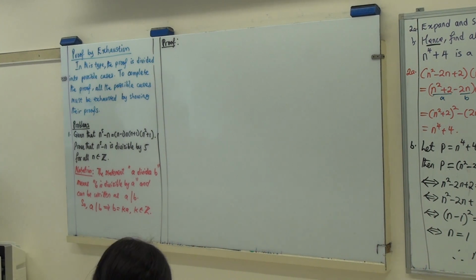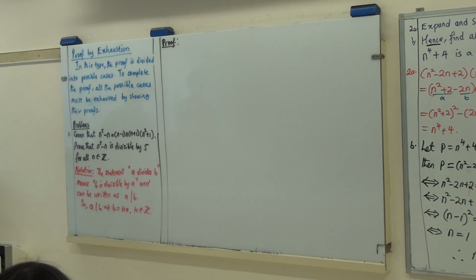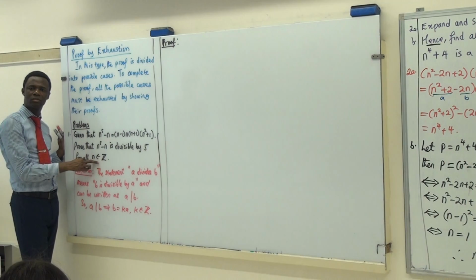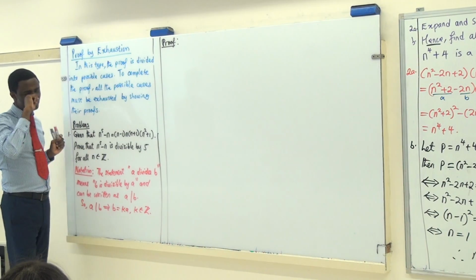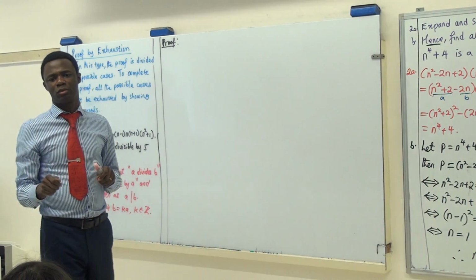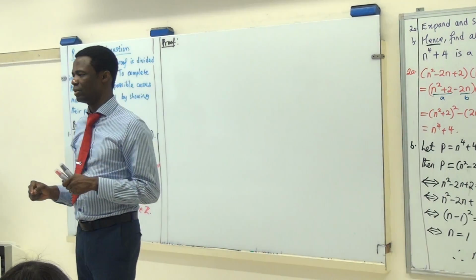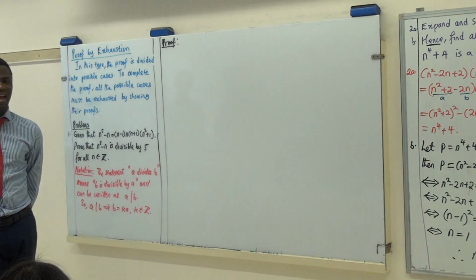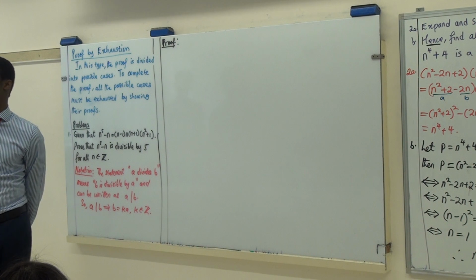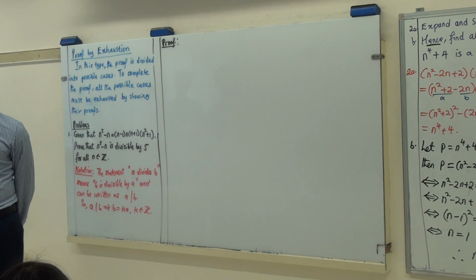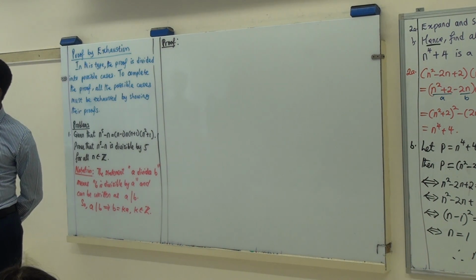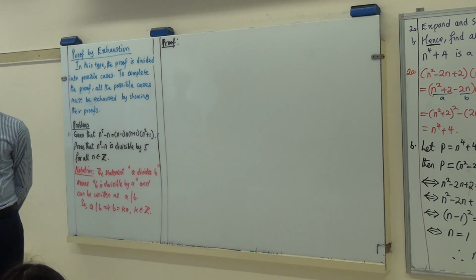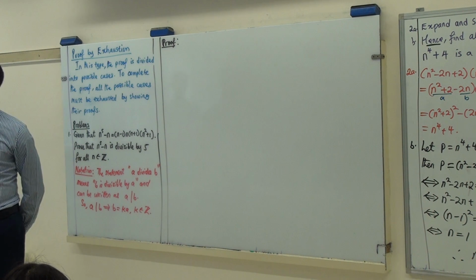So I start by looking at all numbers. Remember, this is for all integers, right? When you divide any integer by 5, well, let's consider what remains. What are the possible remainders that you have? If you divide any number by 5, what are the possible remainders that you have? You can have 1. Give me an example of the one that gives 1. 6. Yes? 1, 2, 3, 4. What else? 0.